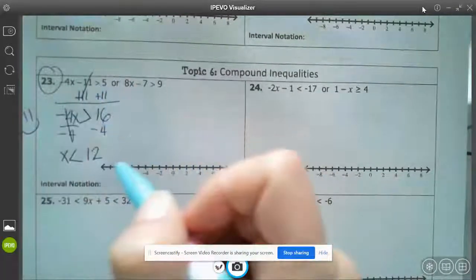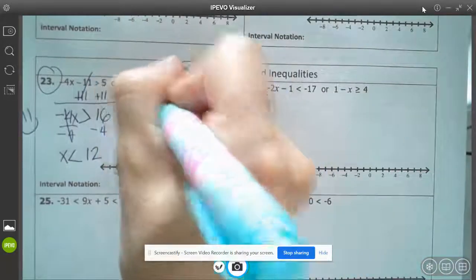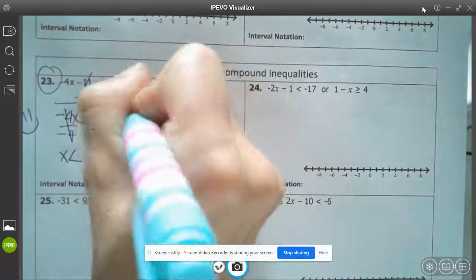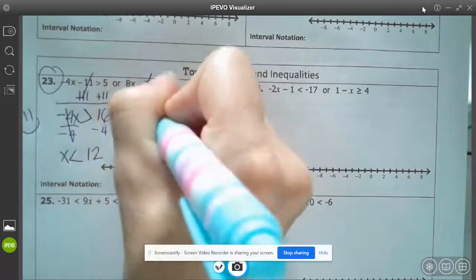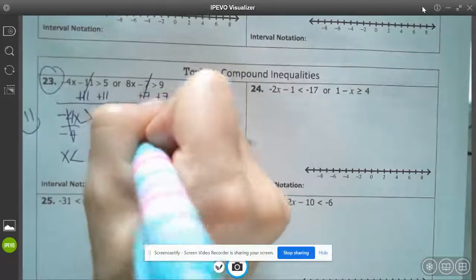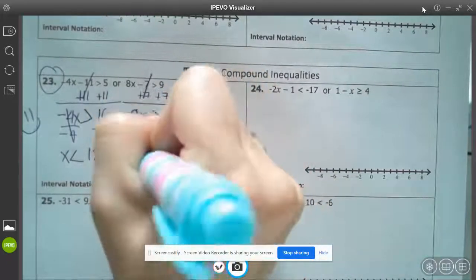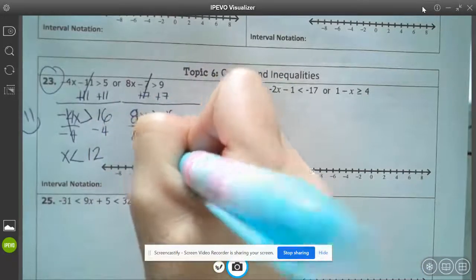Okay, now that's my first one. Now let's look at this one. Add 7 on both sides. That goes away here, and I have 8x is greater than 16. And then you divide by 8. That goes away. x is greater than what? 2.